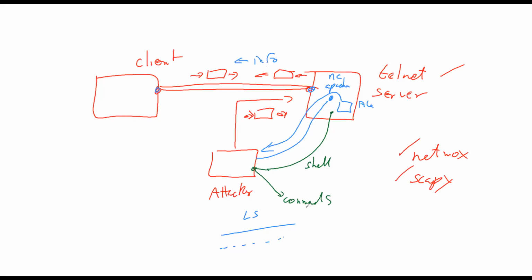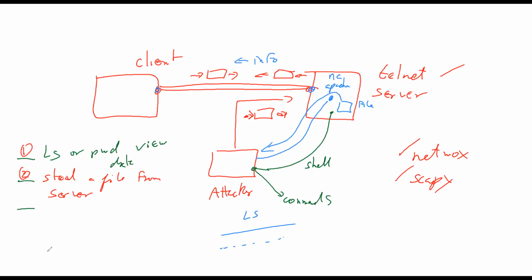So really what I'm looking for in this lab, in theory, is that you would be able to insert something like ls or pwd and view data. That would be the first thing that I would recommend that you do for this problem, right? So insert ls, pwd to view data. Second is that you would steal a file from the server. And finally, the third one is that you get a reverse shell.